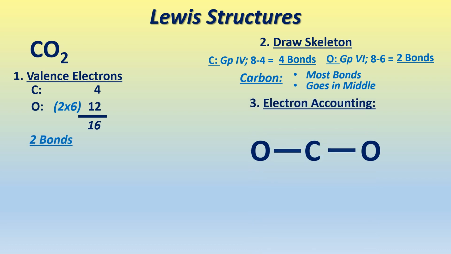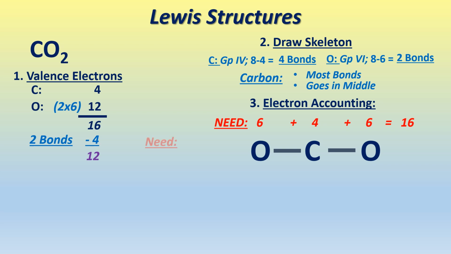I count my electrons again. Oxygen has 1 bond and needs 6 more. Carbon with 2 bonds needs 4 more electrons. The oxygen on the right, 1 bond, needs 6 more electrons. So as drawn, this structure is 16 electrons short.